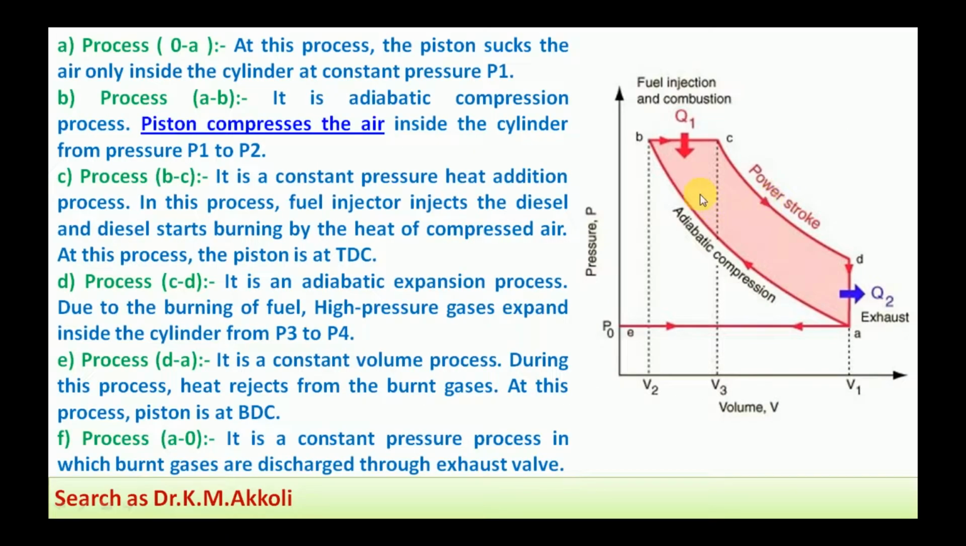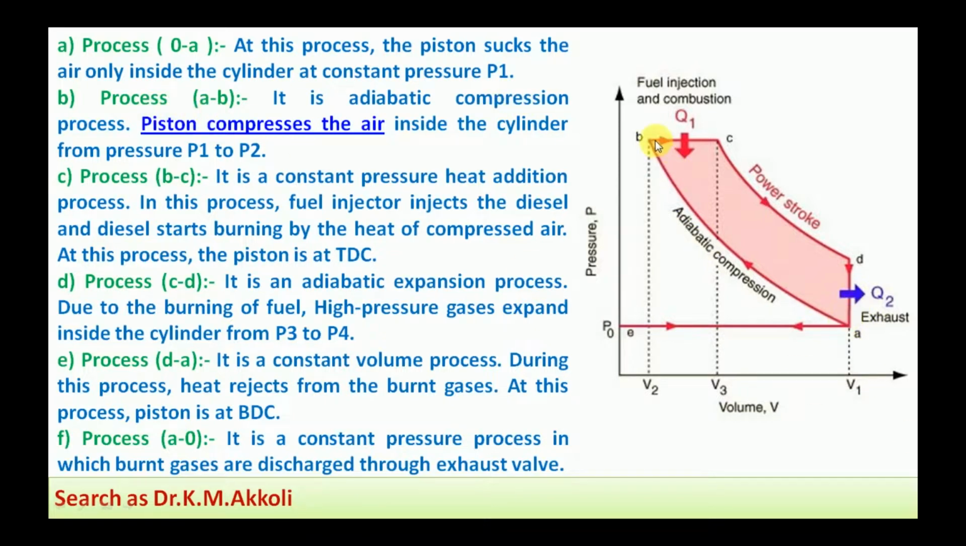Next, the operation of the diesel engine we can also explain with the pressure volume diagram. In this pressure volume diagram, we can see how the pressure and volume variation takes place inside the engine cylinder. The first one, the process 0 to A. In this process 0 to A, the piston sucks only air inside the cylinder at constant pressure P1. Air only is sucked into the engine cylinder at pressure P1.